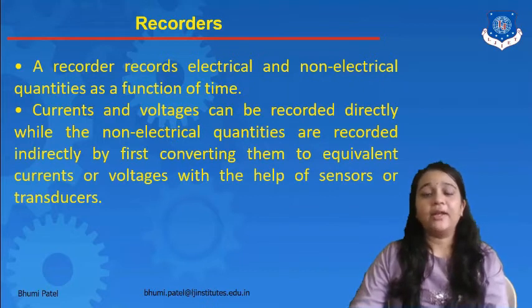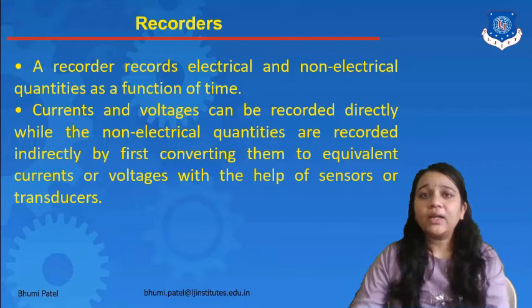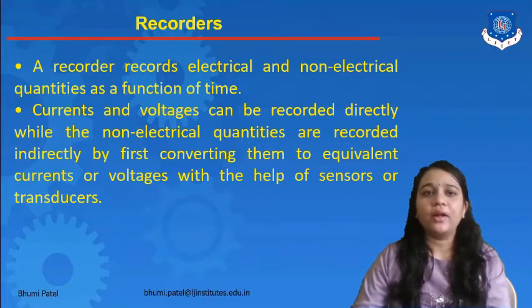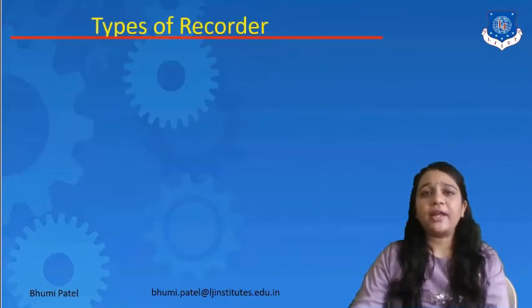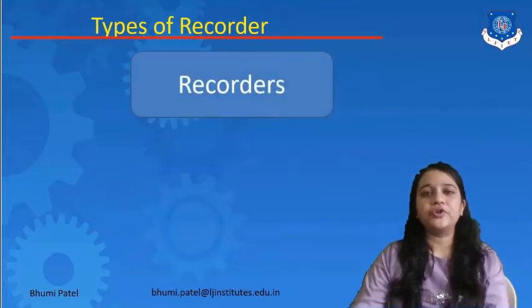Current and voltage can be recorded directly, while non-electrical quantities are recorded indirectly by first converting them to equivalent current or voltage with the help of a sensor, transducer or different types of converter. So generally a recorder is used for electrical as well as non-electrical quantities as a function of time.